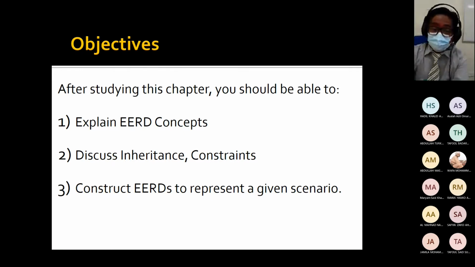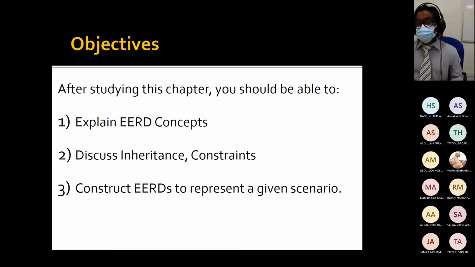But when it comes to constraints, at least you have already seen some of the constraints within our ERD, but not much yet, because fully we have to understand how these constraints are going to help us to minimize the duplication, the redundancy, and some errors to be entered within your database. So we will discuss inheritance and constraints within this chapter 3.